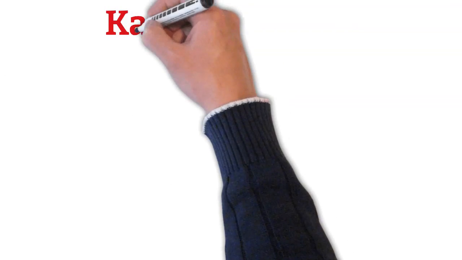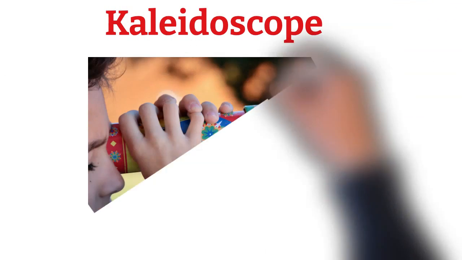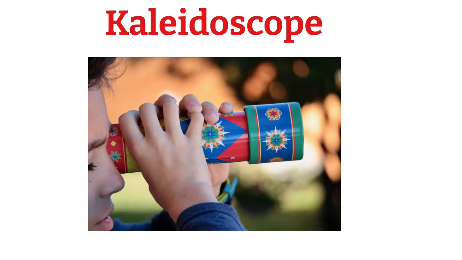Let's discuss an optical toy, that is the kaleidoscope. Through a kaleidoscope, we can see beautiful and intricate designs having several lines of symmetry. We will never see the same design twice. Every time we look through it, we will find a different design.